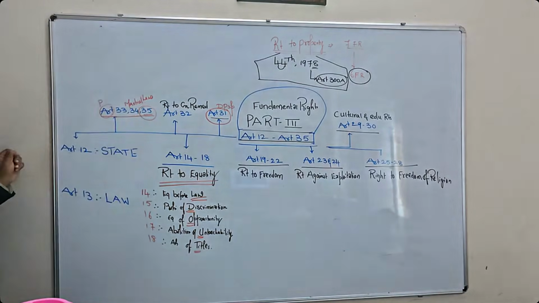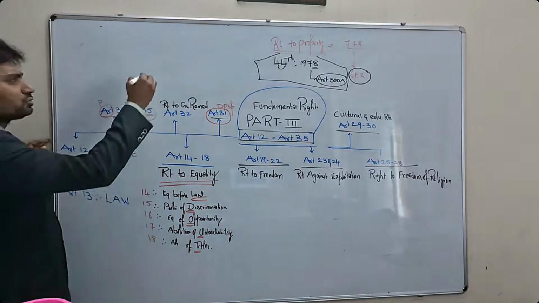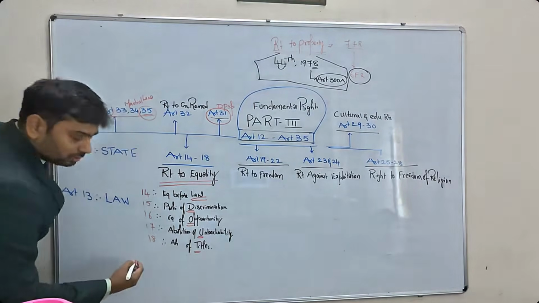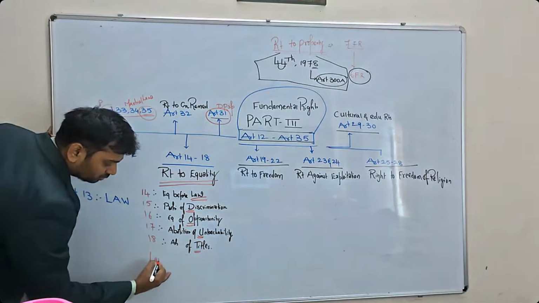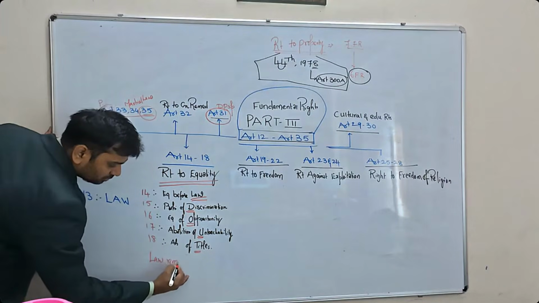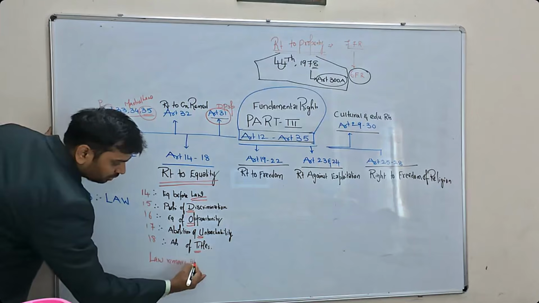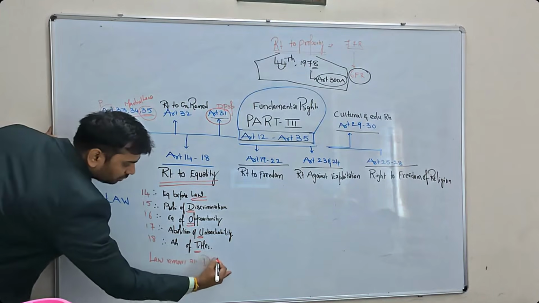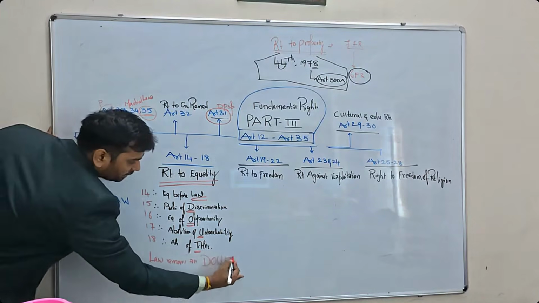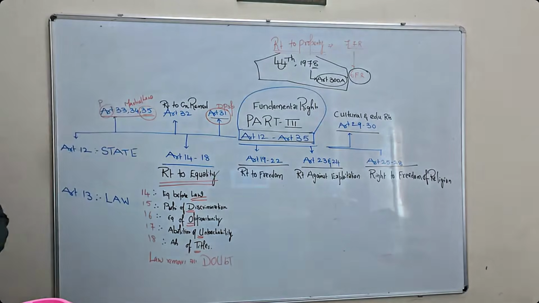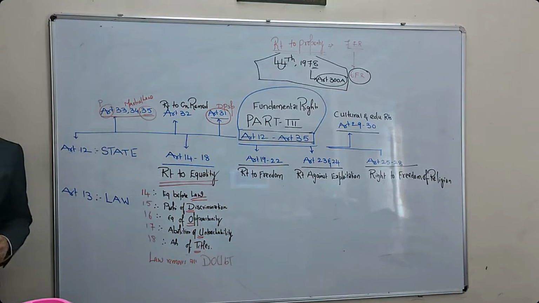Law removes all doubts. So this is the code. Law removes all doubts. D-O-U-B-T. T is discrimination, O is opportunity, U is untouchability, BT is abolition of titles. So law removes all doubts.